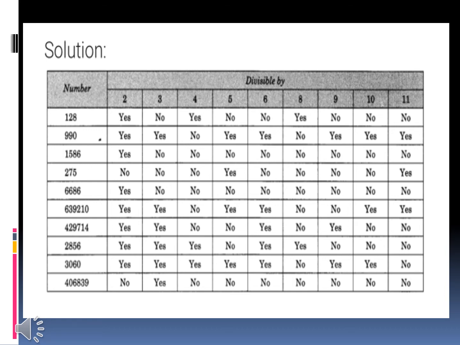Sum of alternate digits and then finding the difference. So let's follow these two steps. Sum of alternate digits. So let's start from the right hand side. 8, then skip 2, then we reach 1. So 8 plus 1 is 9, and the leftover number is 2 only. So 9 minus 2 is 7, and 7 is neither a multiple of 11 nor is it equal to 0. So it is not divisible by 11. So this is how you can check all the numbers and you can fill the complete table yourself.